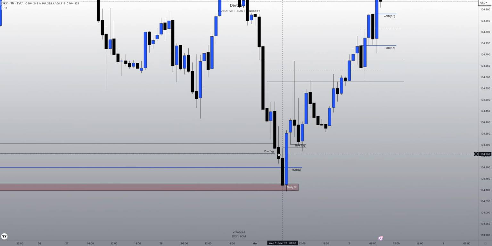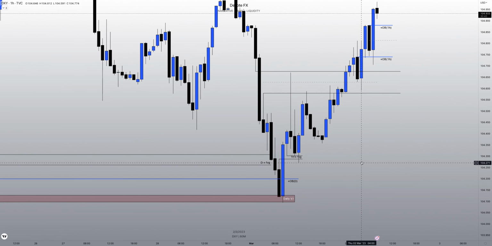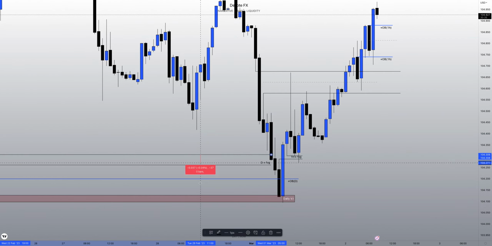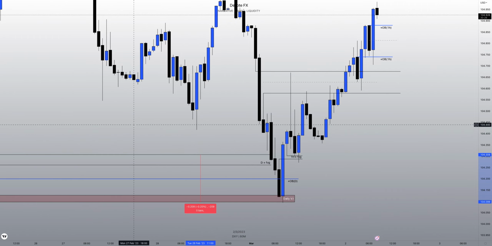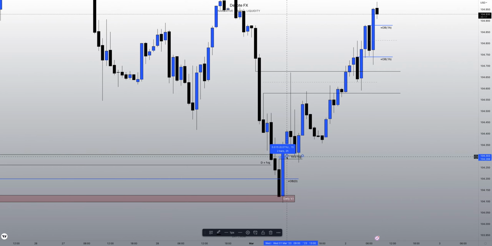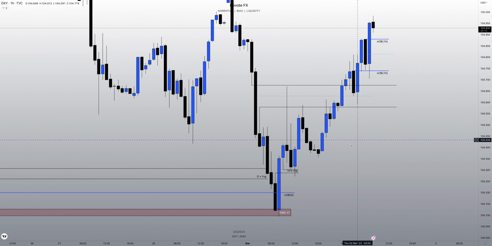But I want to take your attention to this hourly fair value gap inside of this daily fair value gap. Now, this is creating a nested discount array. We're repricing a BISI into a daily BISI. Now we find a 21 pip range from our cluster of daily PD arrays into a 1.5 pip range. And that is ultimately the goal of this lesson.